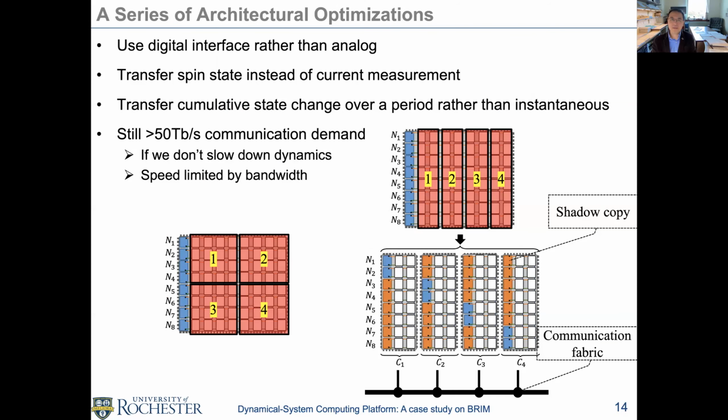And this is what we did. You use a digital interface rather than an analog interface. You transfer spin state rather than current measurement. You do a whole bunch of things. I won't bore you with the detail. That's all in the paper.